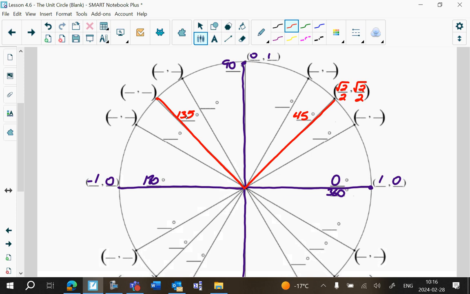What do you think? Negative. Both negative? No, the second one would be positive. Second one would be positive.